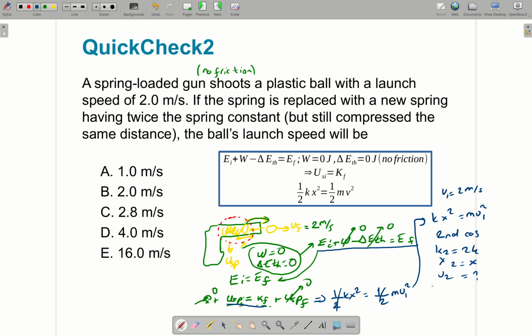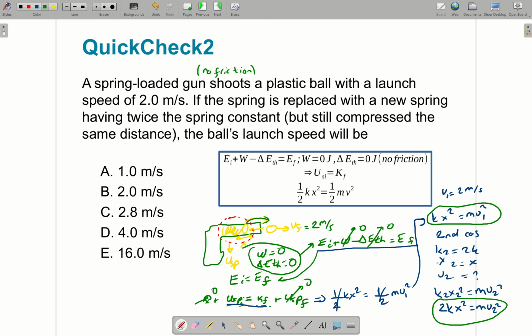In these type of cases, best thing to do, since I already worked out the question, I know I'm going to get K2 x2 squared is equal to M V2 squared here. And only changing thing is K to 2K, so I'm going to put 2K x squared is equal to mv2 squared. Now, knowing this guy here and that guy, I can compare them by directly dividing them by each other.